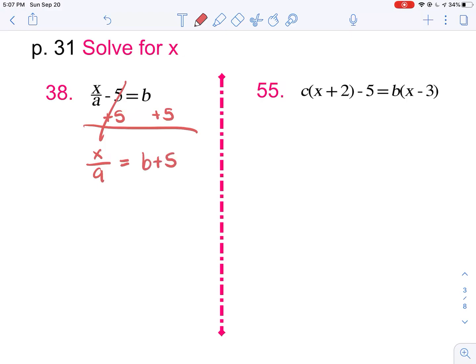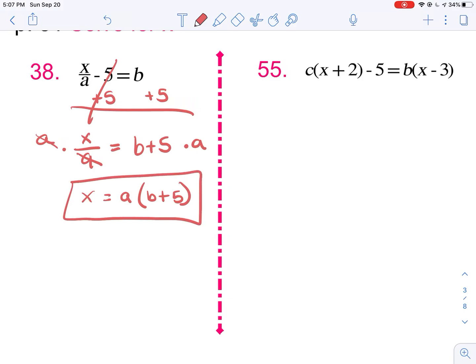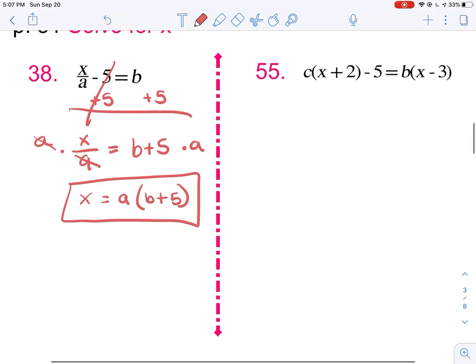So now I am currently dividing by a, so to get rid of it, I'm going to multiply by a. And I'm multiplying both sides. So it's going to be really important the way in which you represent this. I'm multiplying the entire side by a, so the whole side must be put into parentheses. Now, you could distribute, but it doesn't necessarily make this any simpler. So I could actually leave my answer just like that: a times (b plus 5) in parentheses. Okay. How about number 55?